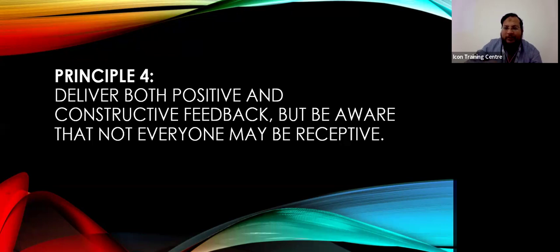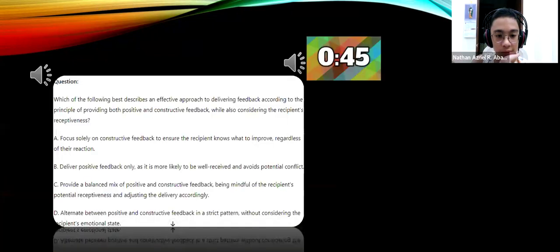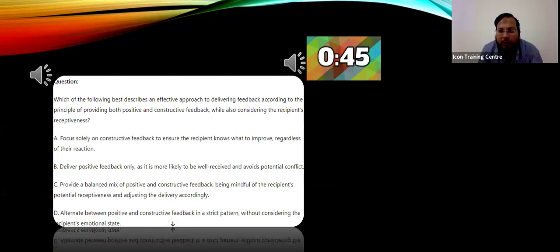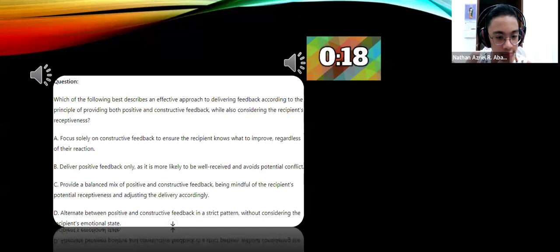Okay, so can we move to the question? Yes. Which of the following best describes an effective approach to delivering feedback according to the principle of providing both positive and constructive feedback, while also considering the recipient's receptiveness? Letter C, provide a balanced mix of positive and constructive feedback.